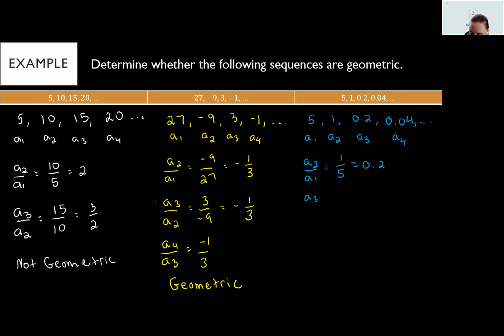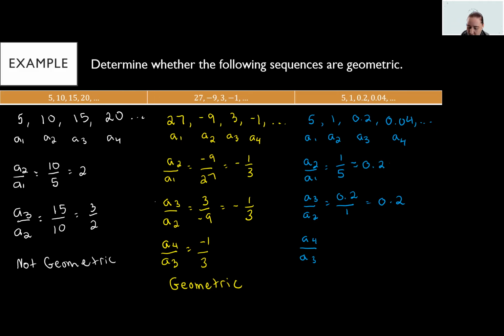So then we want A3 divided by A2. We want to see, are we also going to get 0.2? So A3 is 0.2 over 1, yes. That is also giving us 0.2. You want to make sure that I always write down what I'm actually dividing here. So I make sure that the highest of the two terms is always on top, because it's always going to be the most recent term divided by the previous term.